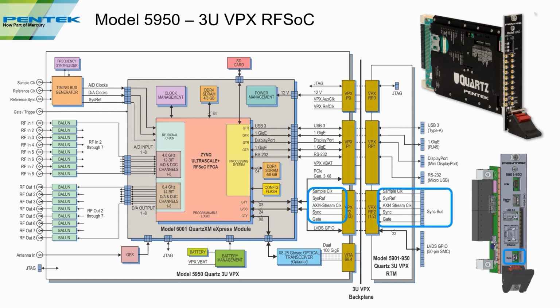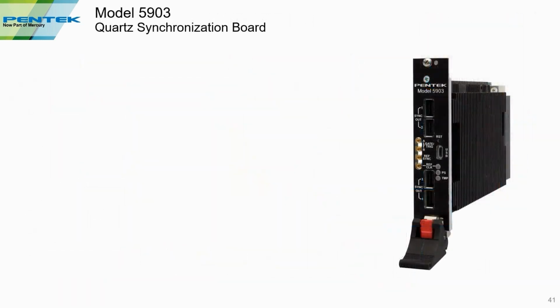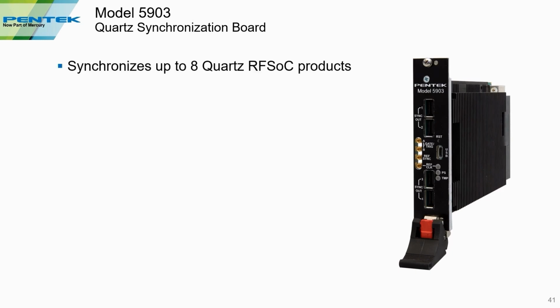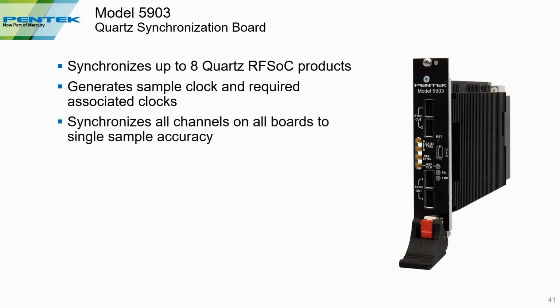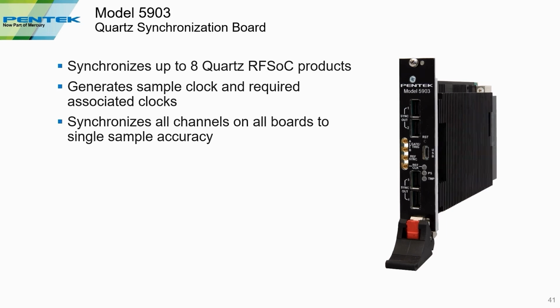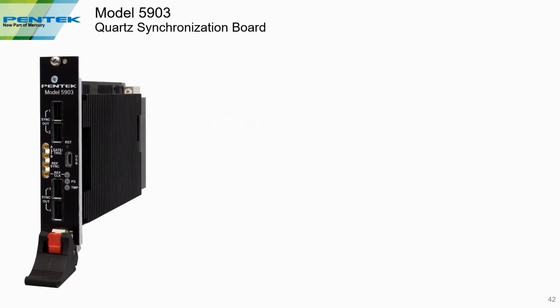So the product that complements the RFSoC board is our Model 5903 Quartz synchronization board. This allows you to synchronize up to 8 Quartz RFSoC products, like what I just showed you, the 5950. You could synchronize up to 8 of those. This board generates the sample clock and all the associated clocks that you need to do multi-tile synchronization. So that's all generated locally on this board, and it synchronizes all the channels on all the boards to single sample accuracy. And again, that's critical for doing things like beamforming.